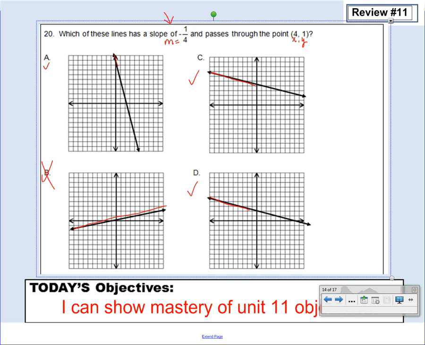Now let's see which ones go through the point (4, 1). So A will go 4 on the x-axis, 1 on the y. That point is not on that graph. C, 4 on the x-axis, 1 on the y. That point is not on the graph. D, x-axis, we go 4 to the right, up 1. That point is on the graph. My correct answer is D.